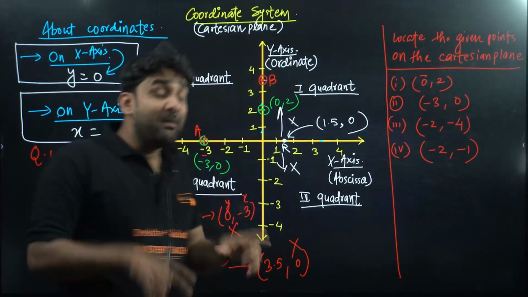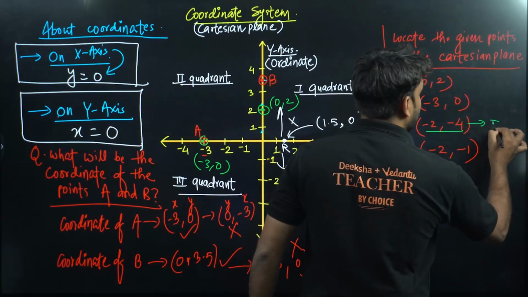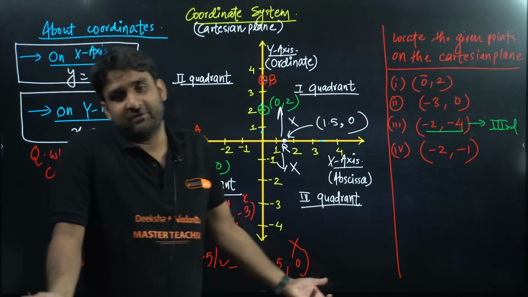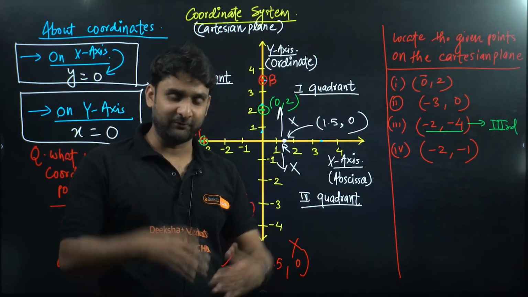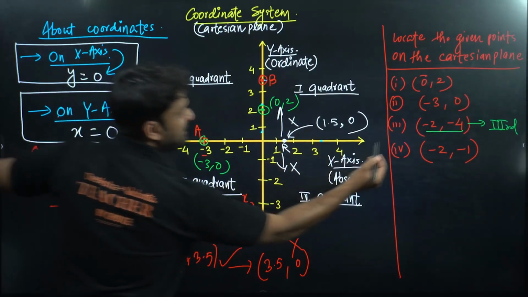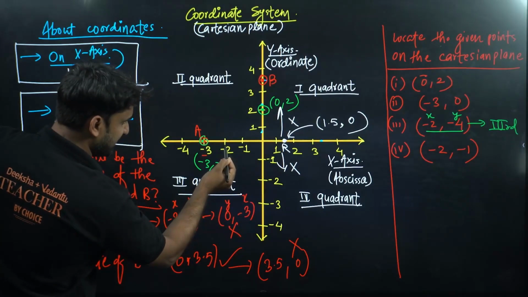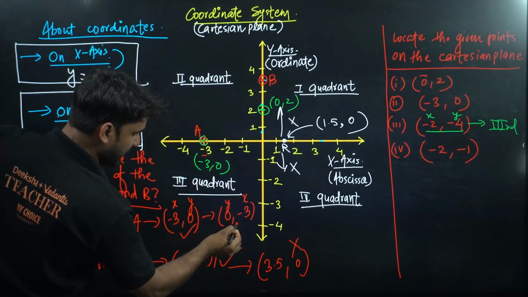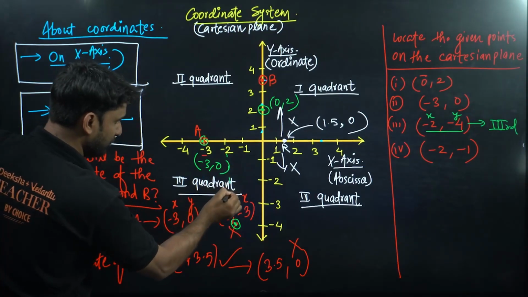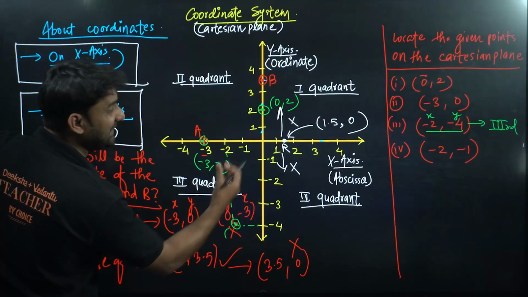(-2, -4): both are in negative form. So it is confirmed that the coordinate will be in the third quadrant, because the third quadrant is made up of negative x and negative y. So this is x, and this is y. X is -2, okay, this is -2, and y is -4 here. The point will lie somewhere here. The dotted line shows the clear visibility of the point.